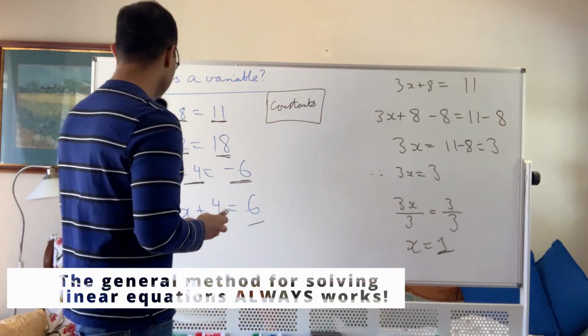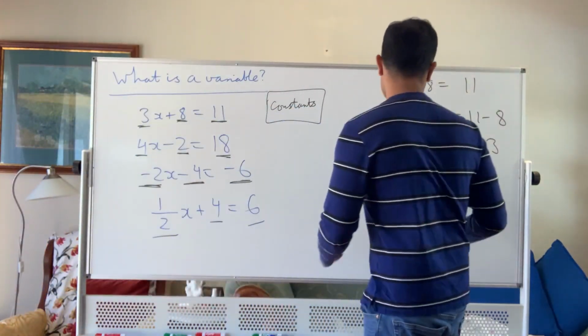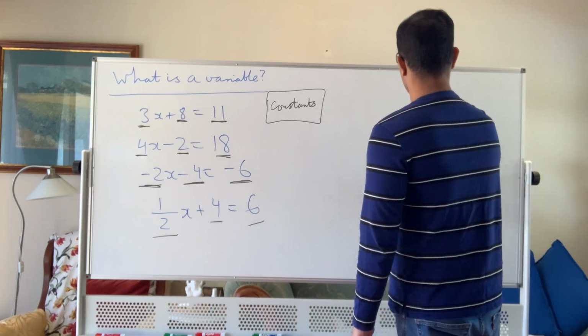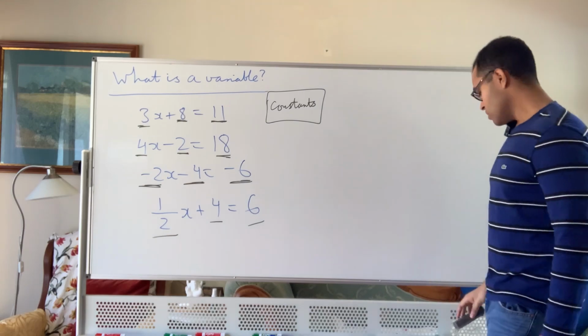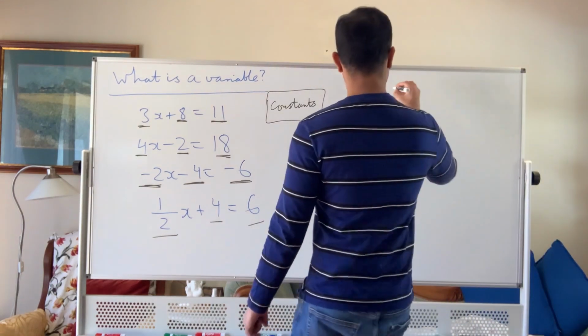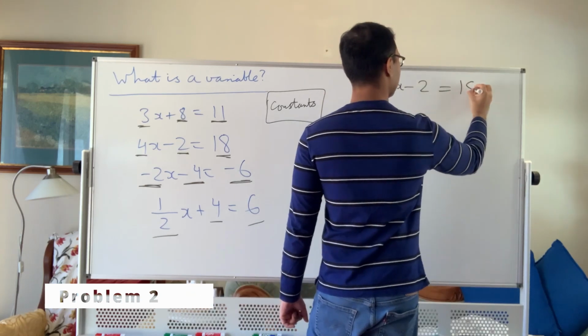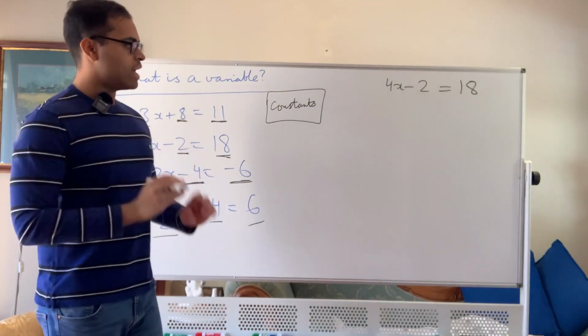Okay, so let's do another example. 4x minus 2 is 18. If you have questions, as we do more examples, you'll see the process is the same each time. It's just the numbers are different. So the next problem is 4x minus 2 is equal to 18. Solve for x. That's always the question. What is x going to be?